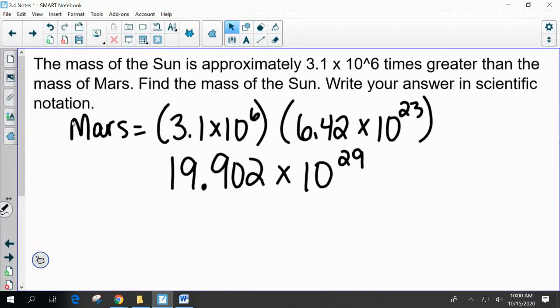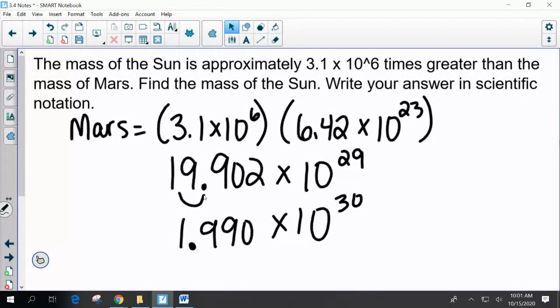Okay, and is this in proper scientific notation? No. No, I need to move my decimal one place to the left, so I need to balance it on the right. So if I took away 1, I have to add 1. So this will become 10 to the 30th. And this will become 1.9902.